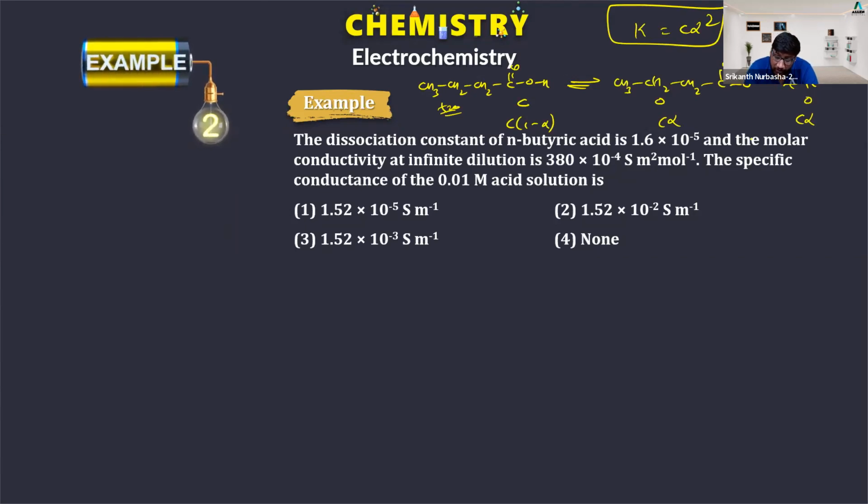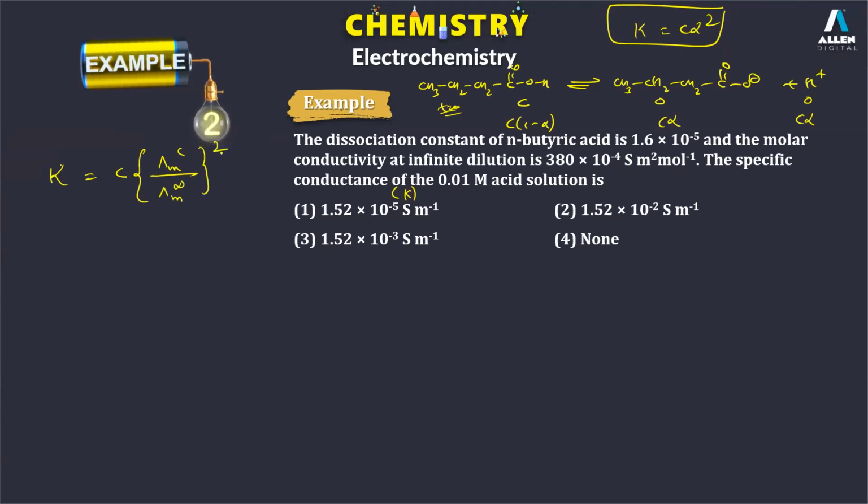Dissociation constant K is given, and the molar conductivity at infinite dilution is also given. The specific conductance of the 0.01 molar acid solution they are asking. Specific conductance means small k. So K is equal to C alpha square, where K is the dissociation constant. Instead of alpha square, I can write molar conductance at any concentration by molar conductance at infinite dilution, whole square.